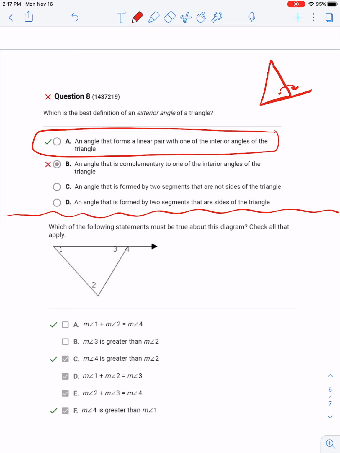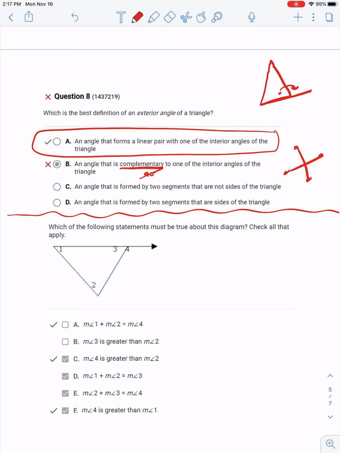So let's go through the other ones and just see why they're not right. B says an angle that is complementary to one of the interior angles of the triangle. Complementary means they add to 90 degrees. So no, they don't add to 90 degrees. They should be supplementary. They add to 180 degrees, okay? So that's wrong. C, an angle that is formed by two segments that are not sides of a triangle. That would just be like that. Two segments that are not sides of a triangle. No, that's not a good definition.